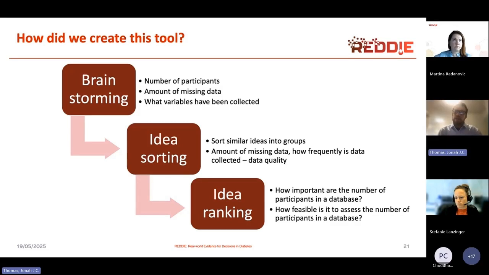So we asked participants to rank these on two scales. So the first was importance. So how important is the number of participants when deciding if a database is fit for purpose, for example? And then how feasible is it to assess the number of participants in a database? So they're ranking based on the importance and the feasibility of each of the statements produced.